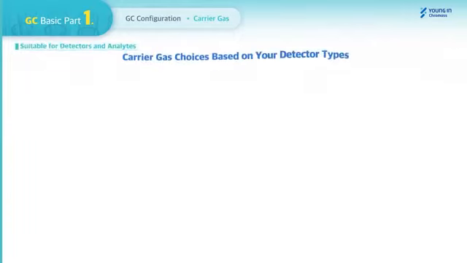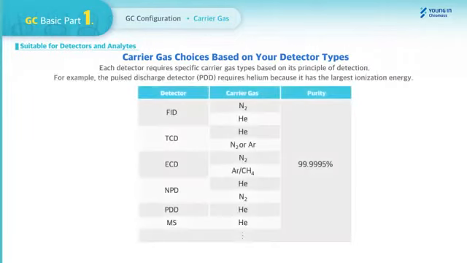Select the carrier gas based on GC detector types. Each detector requires specific carrier gas types based on its principle of detection. For example, the pulsed discharge detector, PDD, requires helium because it has the largest ionization energy. The recommended carrier gas for GC detectors is shown in the table below.